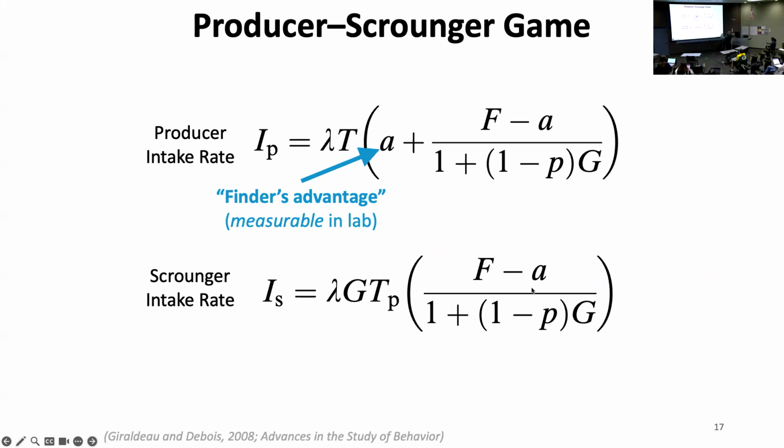So the question is, if we have these two intake rates, this is how much you make as a scrounger, this is how much you make as a producer, then what's the optimal balance? What's the proportion of producers that we'd expect in this environment? So any questions about this? We just need this math in order to answer the next question to give us an idea of what is generating these mixtures.